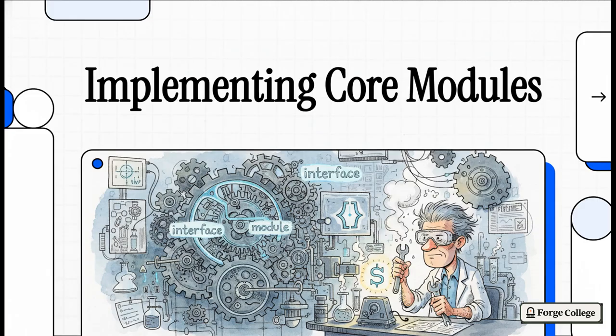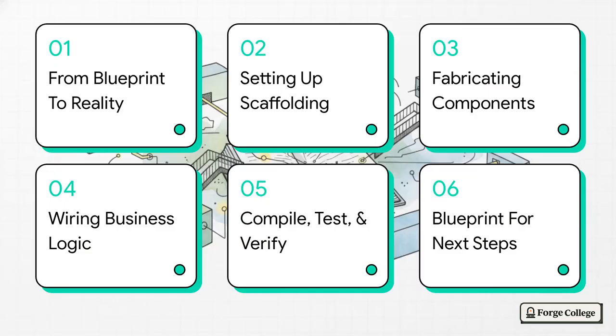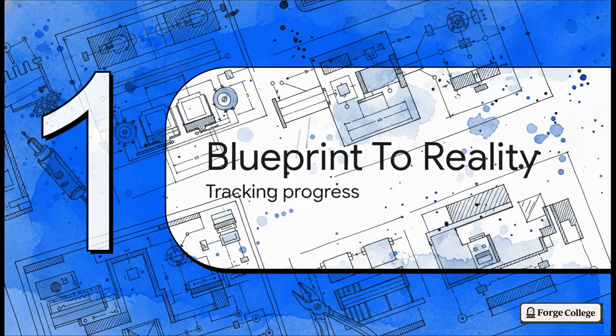Let's get to it. Here's our assembly manual for today's explainer. First, from blueprint to reality. Then, setting up the scaffolding, fabricating the core components, wiring the business logic, compile, test, and verify, and finally, blueprint for next steps. Okay, let's dive into this.